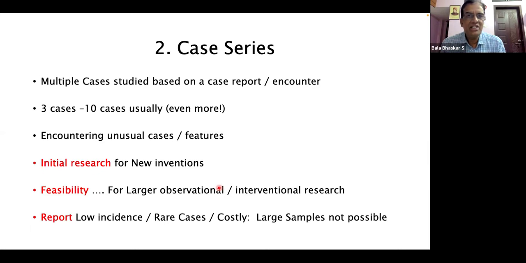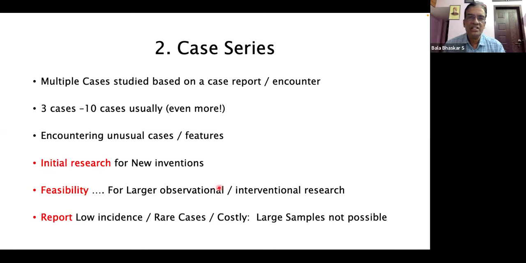So what are these case series? Just like case reports, it could be that somebody is encountering a new symptom or sign, diagnostic tool, management tool, or unusual cases per se. As I told you already, case series can also be a platform for a new type of research. Case reports can become case series, and case series can also herald new types of research for new inventions, and in fact, feasibility studies.